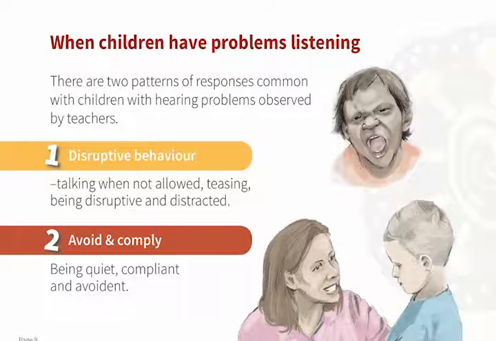When children have problems listening, there are two patterns of responses common with children with hearing problems that can be observed by teachers. Firstly, disruptive behaviour: talking when not allowed, teasing and being disruptive and distracted. And the second pattern is being quiet, compliant and avoidant, both with teachers and with their peers at times.